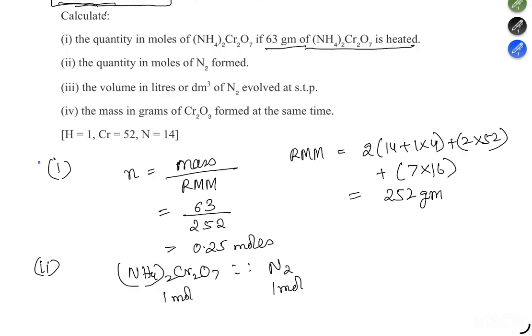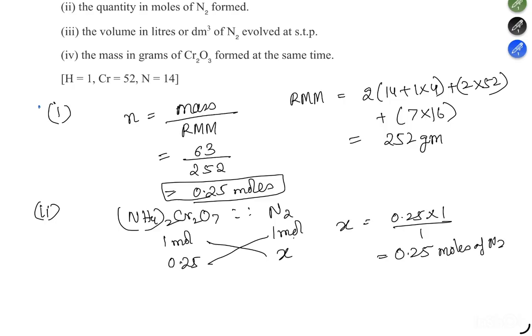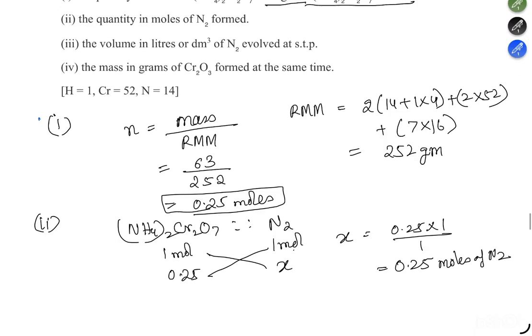But in the question we have 63 gram of ammonium dichromate, and they're asking the moles, and we have already converted that 63 gram into moles in the first part. So I can say here 0.25 mole will produce X, cross multiply, so X you will get 0.25 into 1 upon 1, which is equal to 0.25 mole. So my answer is nitrogen produced will be 0.25 moles of nitrogen gas. So this is again 1 mark done. Let's move to the third part.